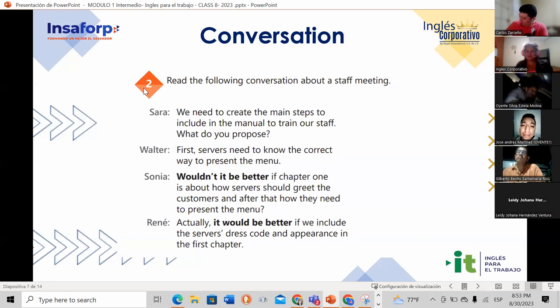So now we are going to have a conversation. So pay attention to this phrase, okay? There is one negative and there is one positive, okay? Okay, "wouldn't it be better" and "it would be better." Okay, what is the meaning of that phrase?